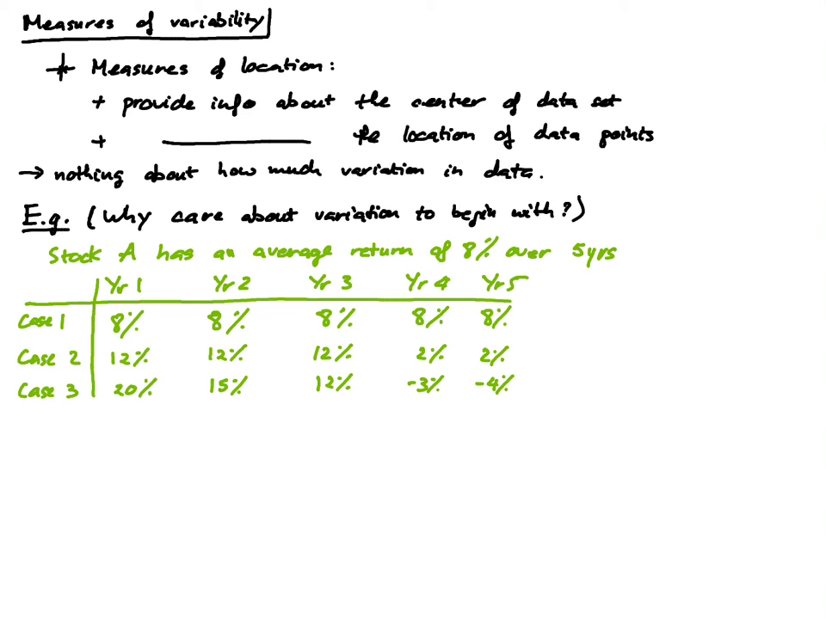In any event, what I want to note here is that there's no variation in the first case. There's some variation in the second scenario, right? And then there's even more variation in the third case. So the measures of variability allow us to describe the amount of spread in the data, so we can compare between these options, for example.